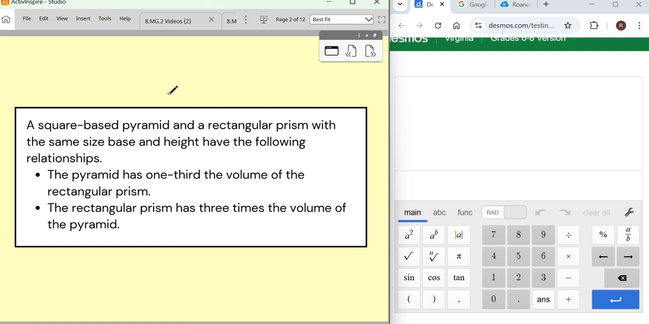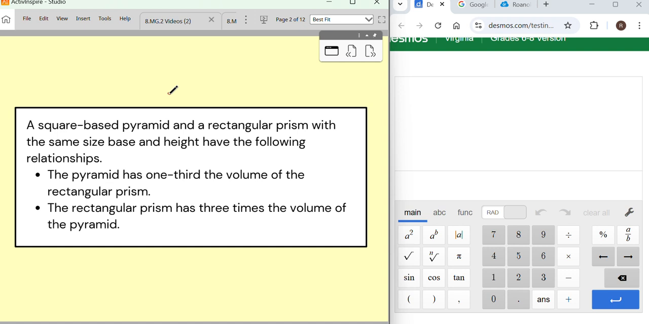First, we're going to read this. A square-based pyramid and a rectangular prism with the same size base and height have the following relationship. The pyramid has 1/3 the volume of the rectangular prism. That means it takes 3 pyramids full of sand to fill one rectangular prism full of sand that have the same base and the same height. The rectangular prism has 3 times the volume of the pyramid.